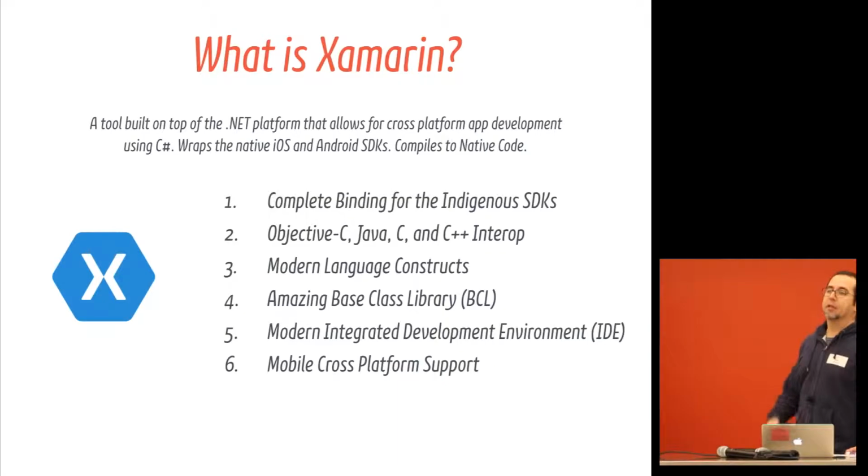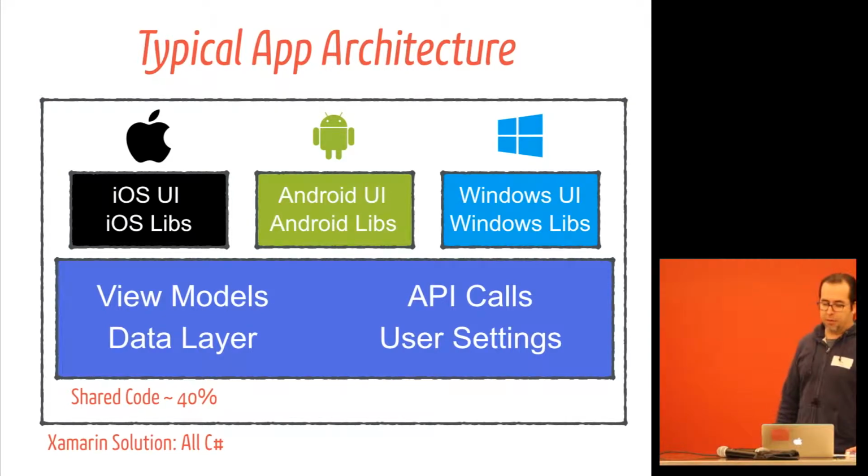Amazing base class library. So Xamarin apps are built on .NET. You have access to a lot of the .NET code, and it becomes very useful for writing that shared code that's in your Xamarin app. Modern integrated development environment. So you have access to Visual Studio using a Xamarin plugin. Xamarin also produces an IDE called Xamarin Studio that you can use. They're both really nice and really allow you to code in a very efficient way. So finally, mobile cross-platform support. So using all these tools, you're able to make apps that have a large amount of shared code targeting multiple platforms.